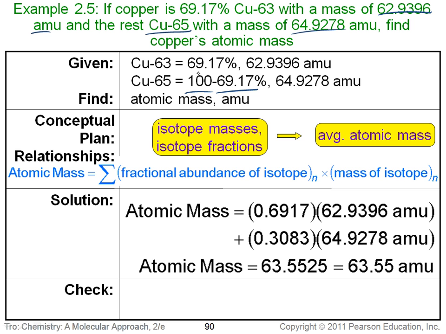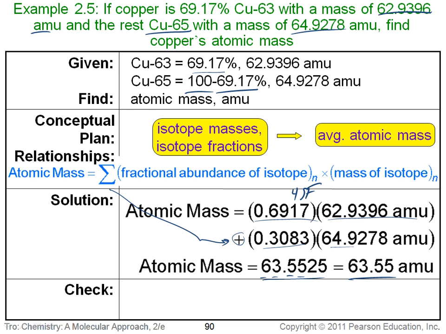So here's what it looks like. We take the 69.17, divide by 100, which makes this a decimal form, and multiply it by the mass of that isotope. Then here's the summation, that's what this represents. We add to that the fractional abundance of the other isotope, copper-65, and its mass. When we add these two numbers together, we get 63.5525. Now, we only have 4 significant figures in these numbers, so to 4 significant figures, we get 63.55 AMUs.